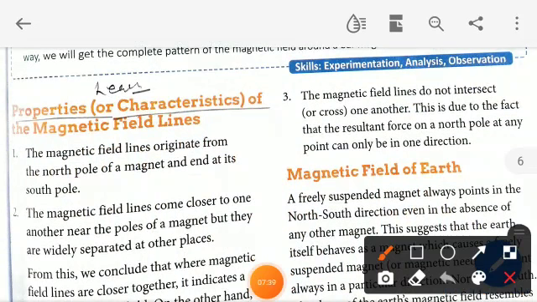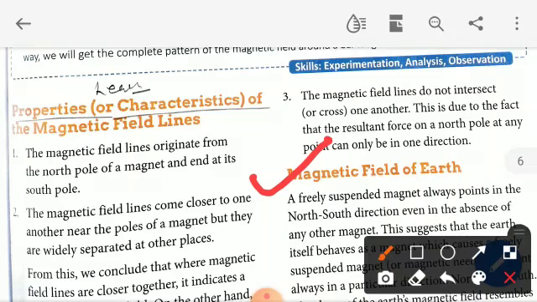Now we will come to the magnetic field of the Earth. Here you can see that a freely suspended magnet always points in the north-south direction even in the absence of any other magnet. We had already covered this at the start of the chapter. If a magnet is hung from a thread, it always rests in the north-south direction in the absence of any other magnet. This suggests that the Earth itself behaves as a magnet, which causes a freely suspended magnet or a magnetic needle to always point in a particular direction, that is north and south. The shape of the Earth's magnetic field resembles that of an imaginary bar magnet, which is one-fifth of the Earth's diameter in length, buried at its center.